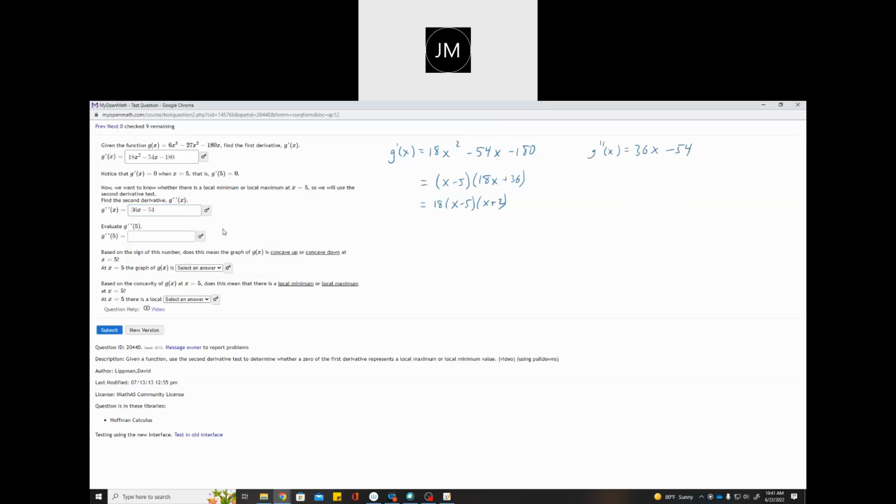And then we're going to plug 5 into the second derivative. So this is the second derivative test, not the test for concavity, though. If I plug 5 in here, I have 36 times 5 minus 54. I get 126. That's positive. The second derivative is positive, so I know it's concave up there. That means that if I have a critical point, it has to be a minimum. So g double prime of 5 is 126. Based on the sign of this number, it's positive. Does that mean the graph is concave up or concave down? It's concave up. So because it's concave up, that means that I have a local minimum.